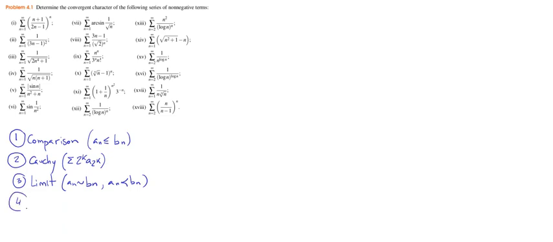Now the fourth test for series of non-negative terms is the root test. So compute the limit when n goes to infinity of the nth root of a sub n. Then if that's smaller than 1, the series will converge. If that's greater than 1, the series will not converge. And if it's equal to 1, then we need to check case by case, right?